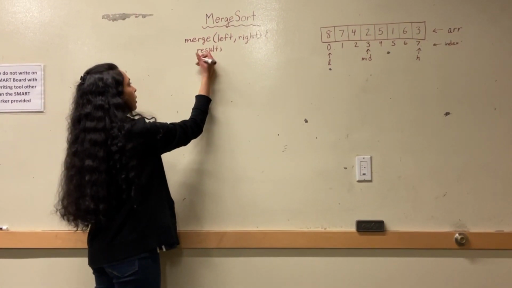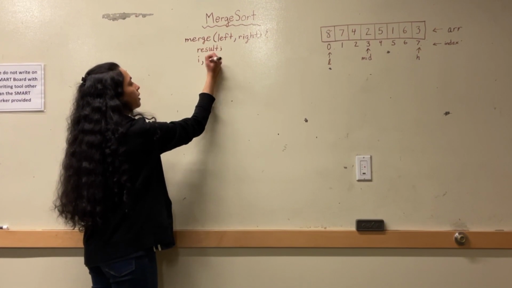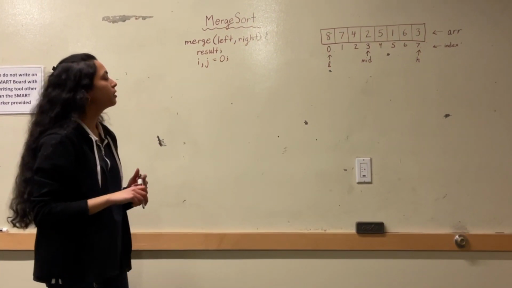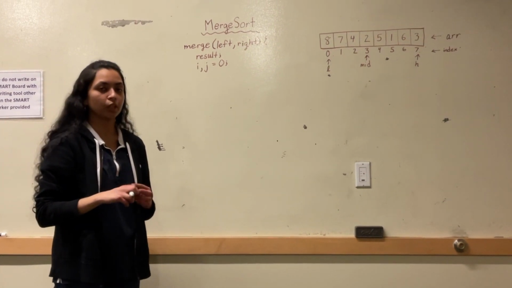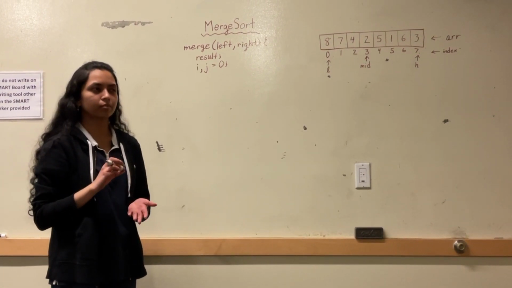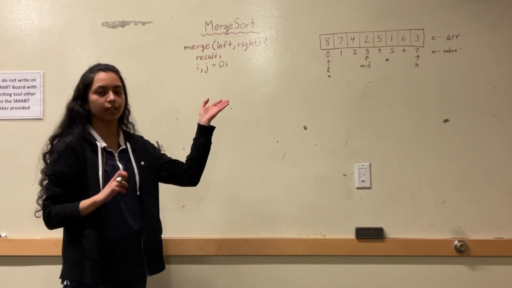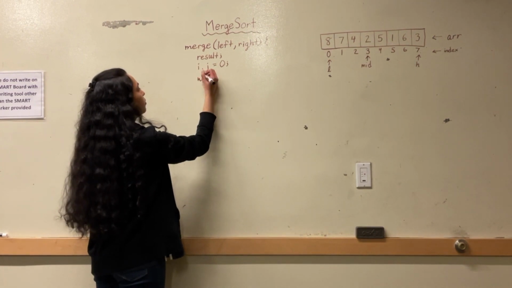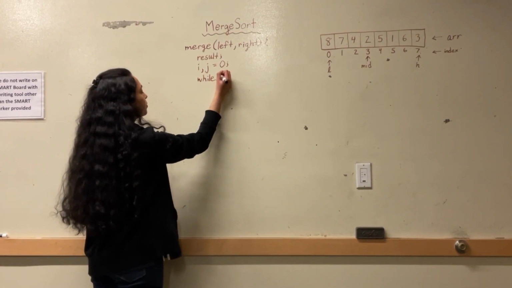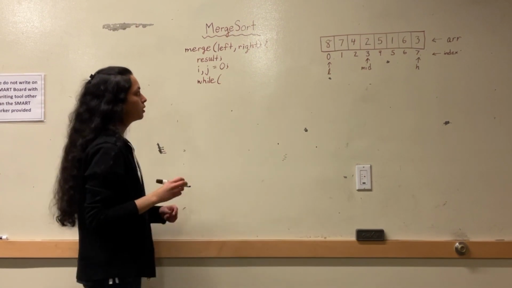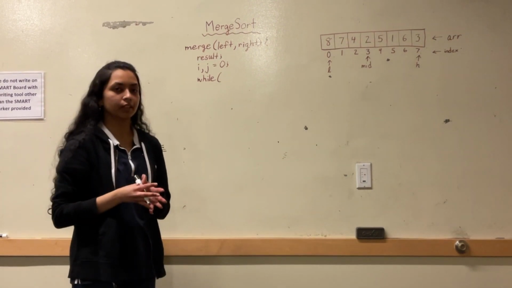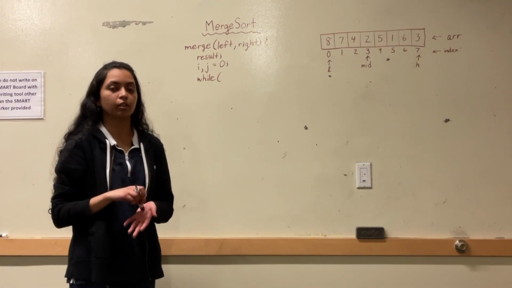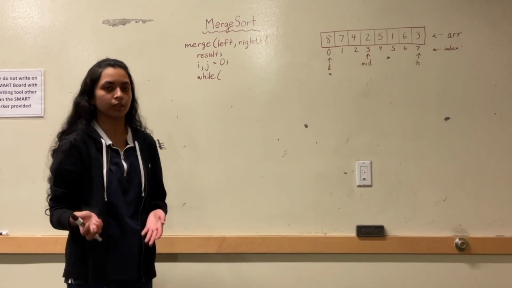And then we also have two variables, i and j, which we're going to initialize to 0. And these are going to be the running index variables for left and right respectively. So then we're going to have a while loop, and this goes through the left and the right arrays at the same time and puts their elements into the result array in a way so that all the elements in the result are sorted.